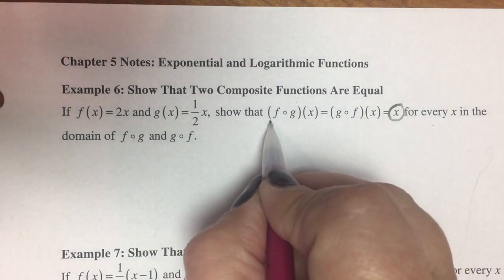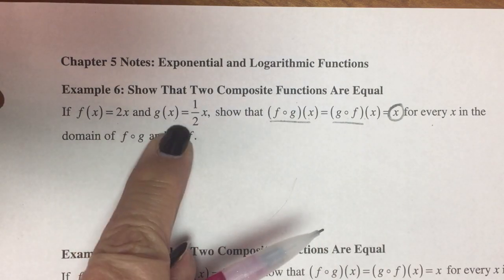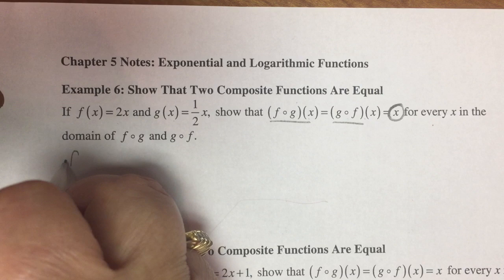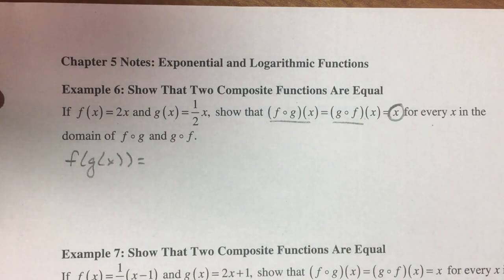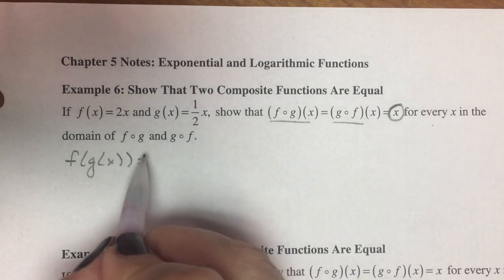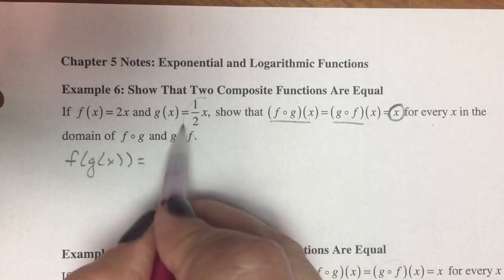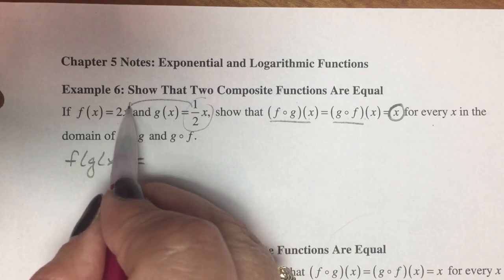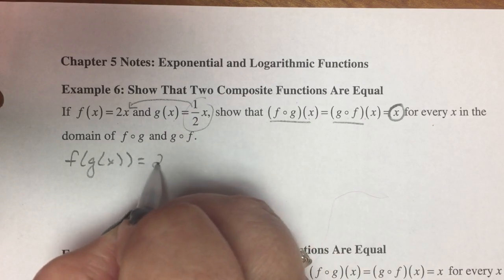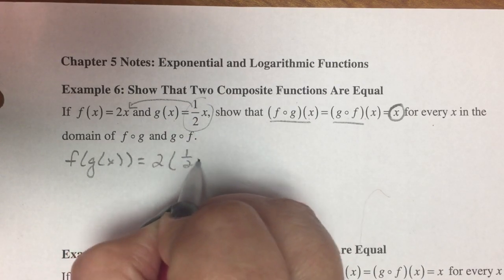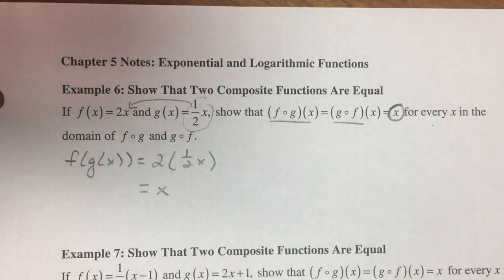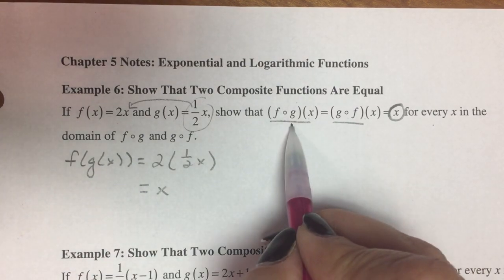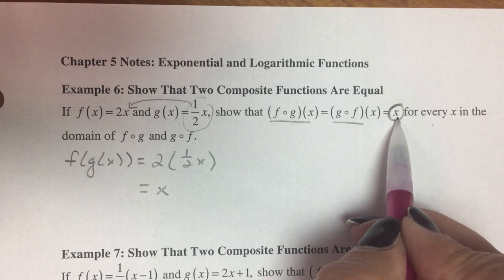So they want us to compose these two functions both ways. So let's do f of g of x. Notice I'm using the other notation just for fun. So what does that mean? It means I'm going to plug my g function into my f function. So that would be 2 times 1/2 x. And if I do the algebra, that's going to be x. So we showed that f of g of x is equal to x.